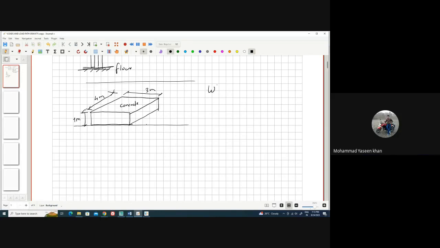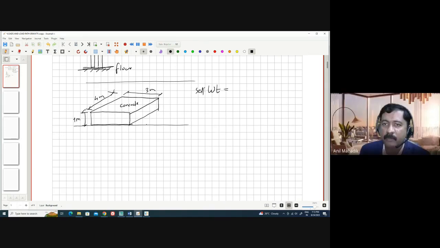What is weight? Sir, length, width, into height, volume. Yes, so self weight will be density into volume. Self weight means it is dead load, or you can say gravity load, whatever. These words you should know, we are using them since engineering. Density into volume. Generally density we calculate in terms of weight, so weight density you can say.